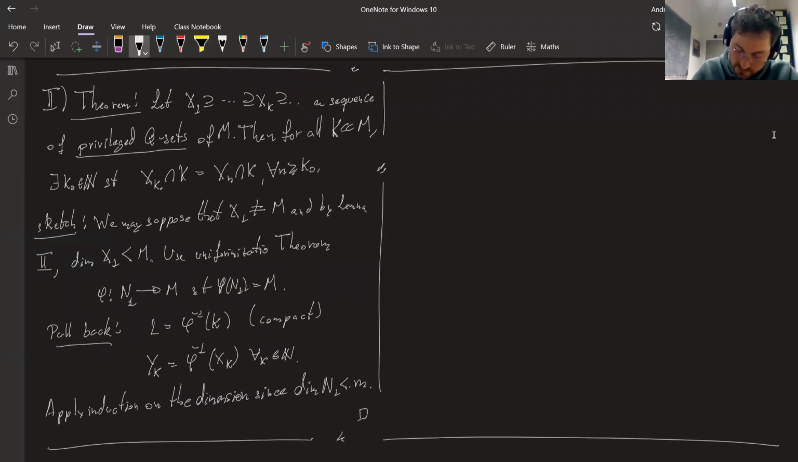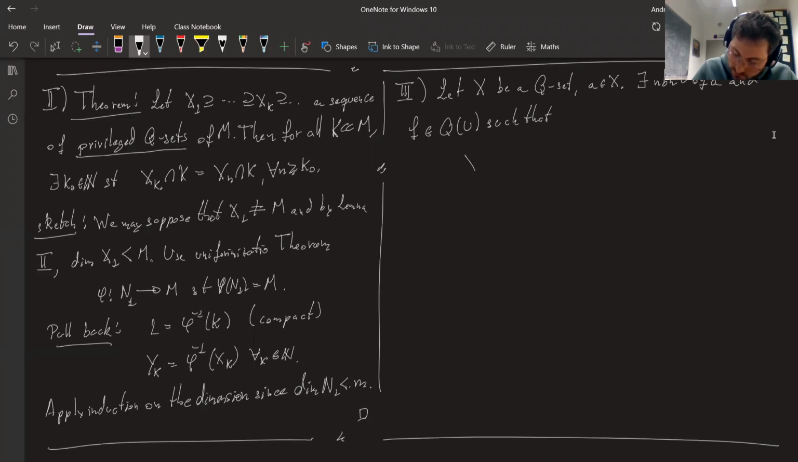And somehow as a consequence of this, we even have something nice, at least for presentation: let X be a Q set, and A in X. Then there exists an open neighborhood U of A, and a function F in Q of U, such that X intersect U is simply the zero locus of F.